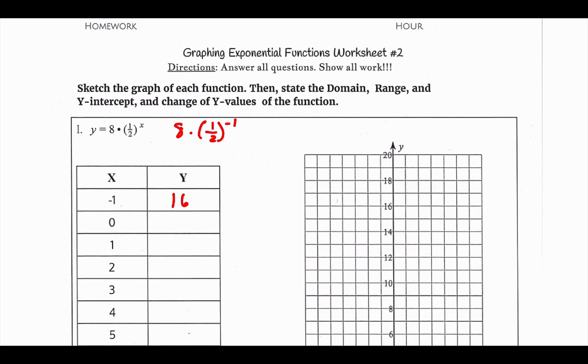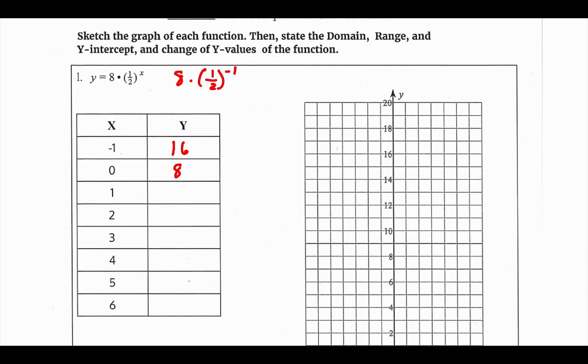And when you plug that in, then if I plug in 0, 1/2 to the 0 power is 1. 1 times 8 gives you 8. And then everything else from there should get a little bit easier as we work our way through it. As you keep going, we plug in 1. 1/2 to the 1st power is 1/2. 1/2 times 8 gives you 4.